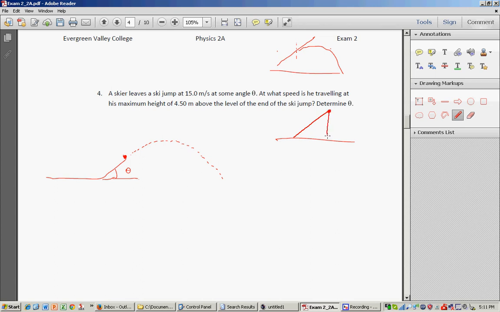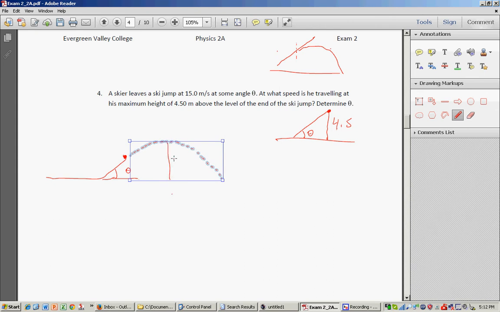Here's the ski jump. This is the skier going like this, reaching maximum height, and then you have a triangle, right? So you want to find the maximum height, which is given as 4.5. So we want to find this angle, and then you have a 15 meters per second releasing velocity, which is the initial velocity, and then you operate the entire problem based on these premises of this triangle, which is not correct.